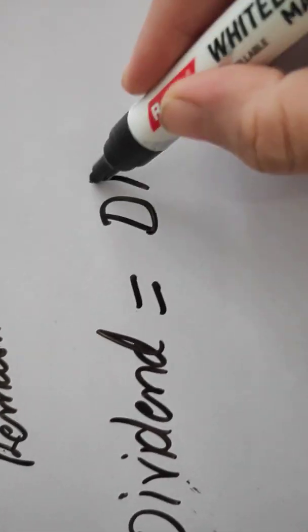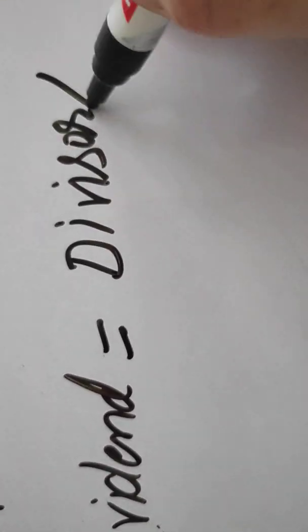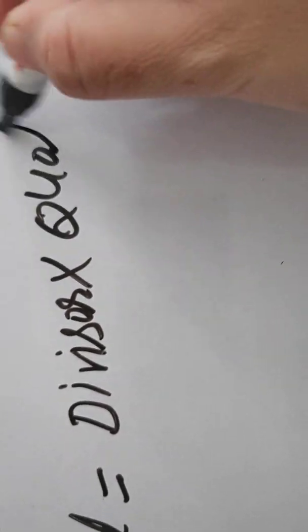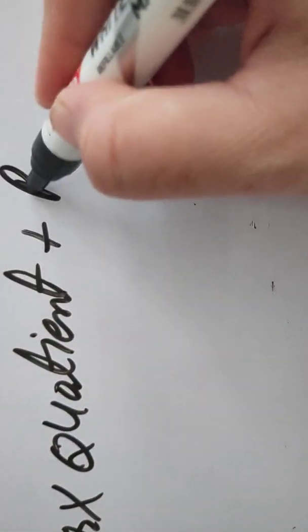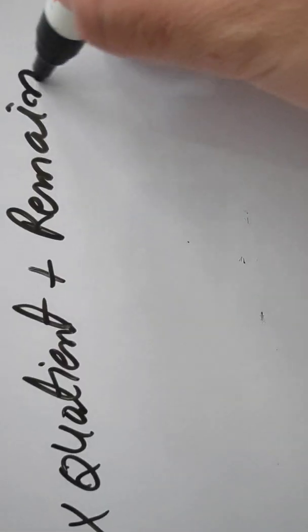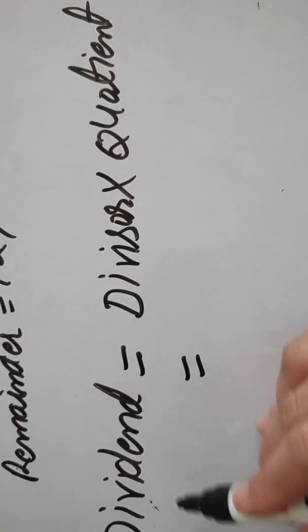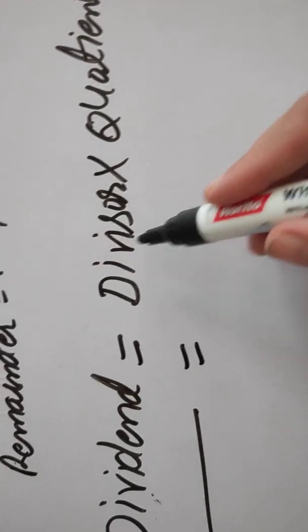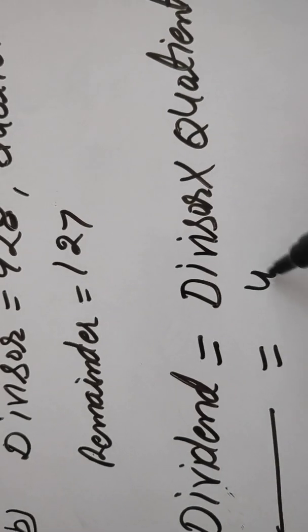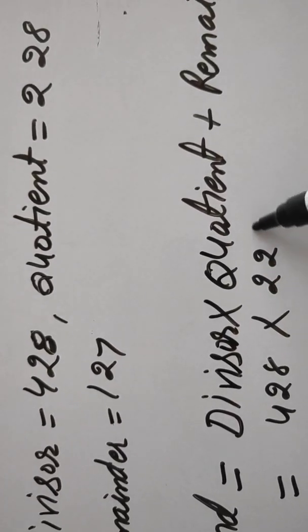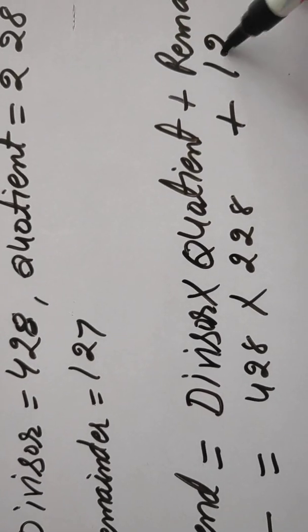So firstly you will write the formula, and this formula is already given in your question. Dividend is equal to divisor multiply by quotient plus remainder. Formula is already given in your question, so you only have to find this out. The divisor given is 428. You will write here multiply by quotient. Quotient is 228. Plus remainder 127.